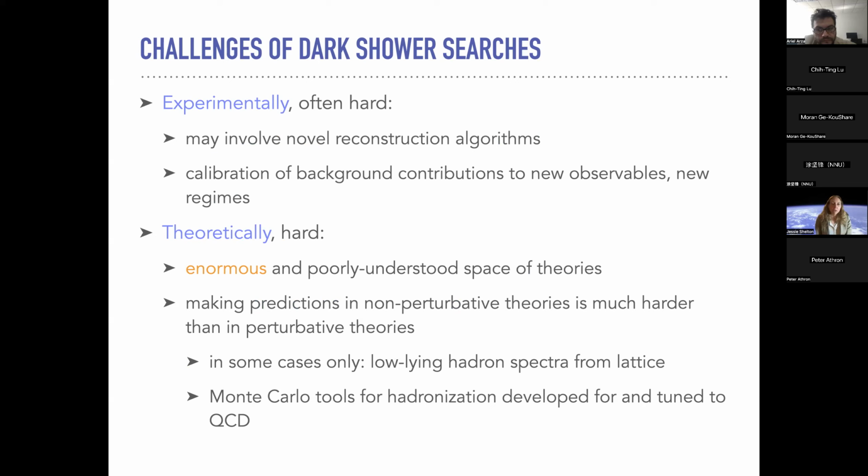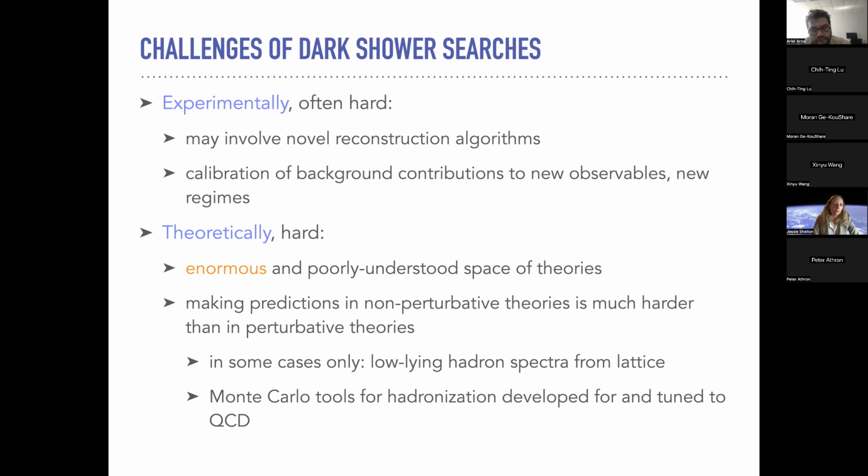And the calibration of background contributions to the kinds of observables that are necessary to do interesting searches are often also challenging, either because they require evaluation of challenging physics backgrounds, such as QCD backgrounds, backgrounds in unusual kinematic regimes, or sometimes non-physics backgrounds, which are even harder to really pin down. Theoretically, these searches are also very hard. And the reason for that is manifold.